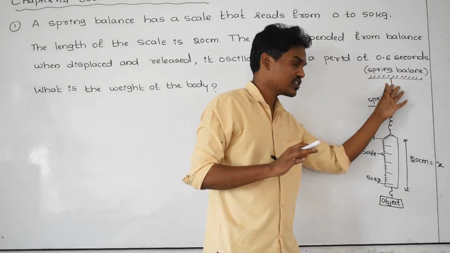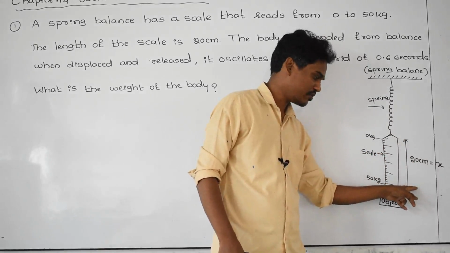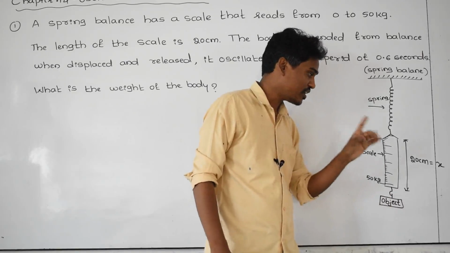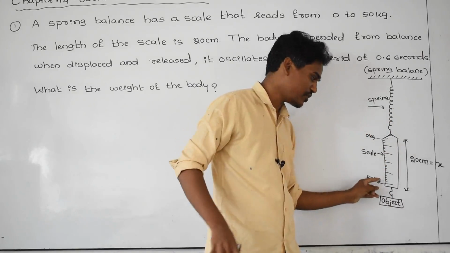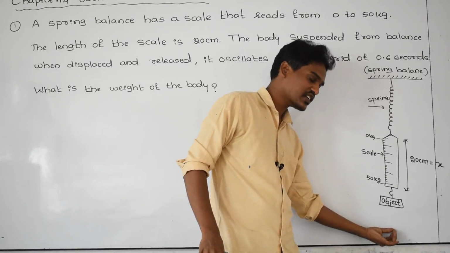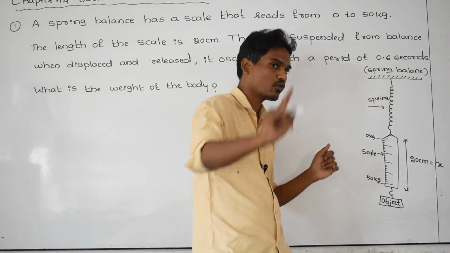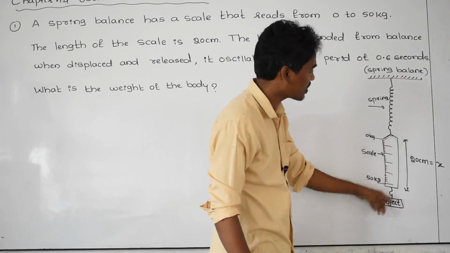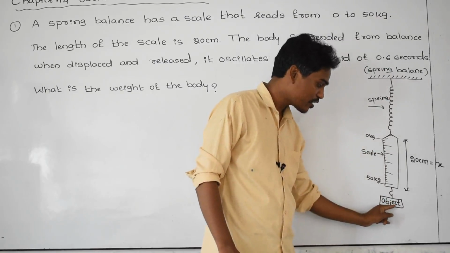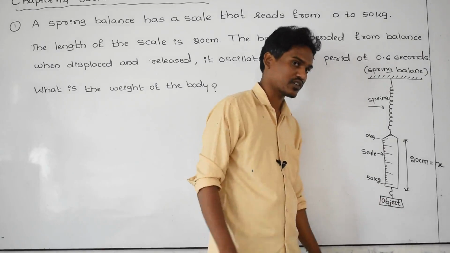Observe very carefully. This is a system. I have given the diagram. This is spring. This is scale. Length of scale is 20 centimeter. One object is attached to the scale, and the maximum weight that the spring balance is measuring is 50 kg. And again, if you pull the body in downward direction and release it from your finger, then the object executes simple harmonic motion. To complete one cycle, how much time is the object taking? 0.6 seconds. Then what you need to find out? What is the weight of this object? Not the mass, you have to find out the weight of the object.